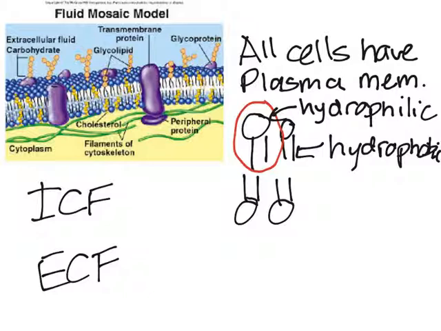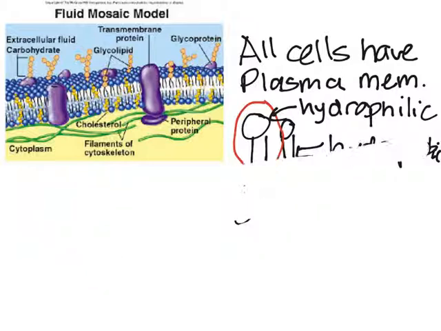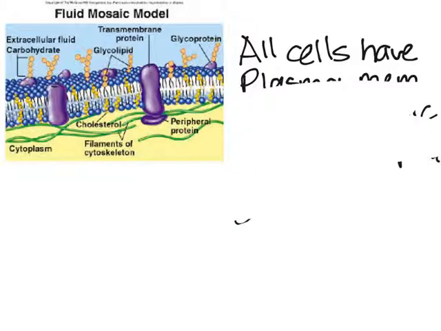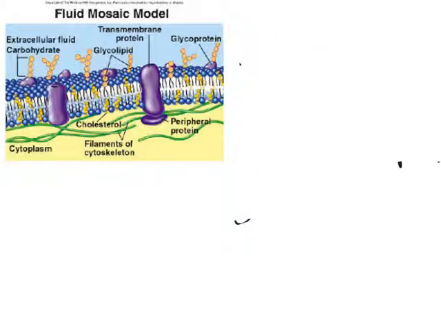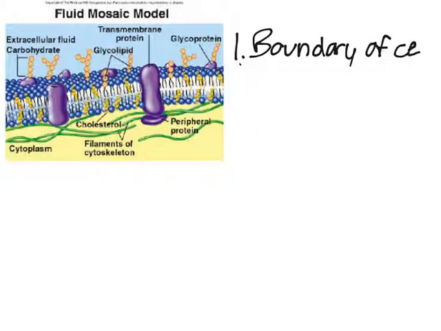And so now let's get into the functions of the cell membrane. I'm going to write out a few, but there are a lot of functions of the cell membrane. So, one, it is the outer boundary. It forms the boundary of the cell. And then two, it provides support. And then another one is it helps with communication.